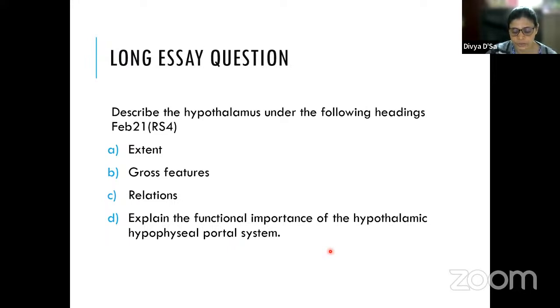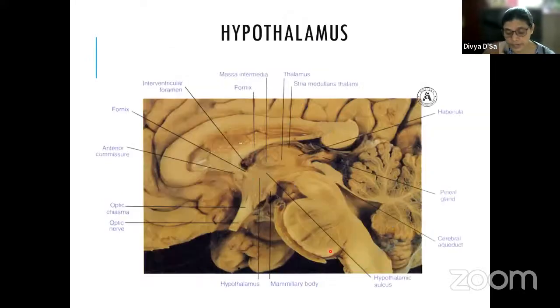So hypothalamus: first you should write the definition. What do you mean by hypothalamus? It is a part of the diencephalon which lies below the thalamus. This is the thalamus part, and what lies below the thalamus is the hypothalamus.